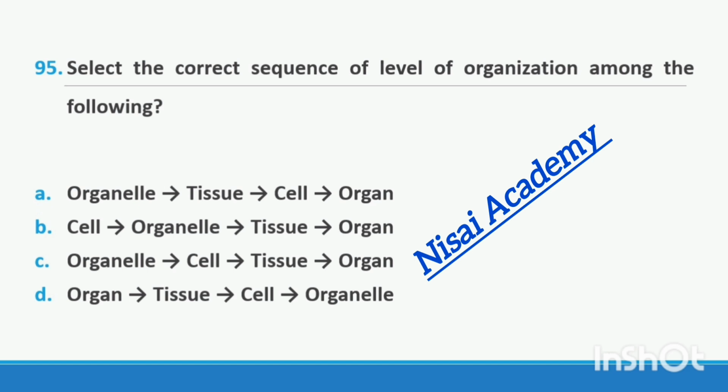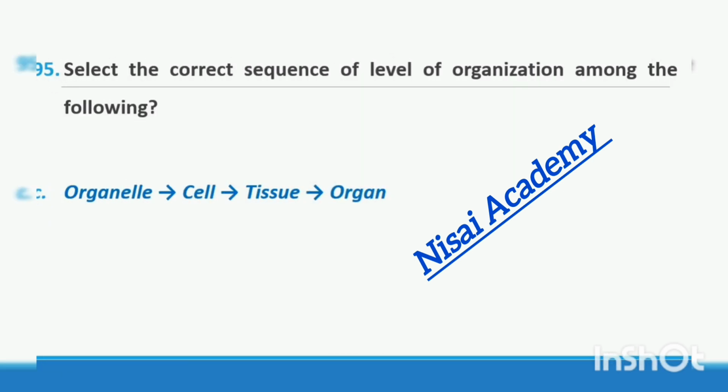Question 95. Select the correct sequence of levels of organization among the following. Option A organelle, tissue, cell, organ. Option B cell, organelle, tissue, organ. Option C organelle, cell, tissue, organ. Option D organ, tissue, cell, organelle. The correct sequence is organelle, cell, tissue, organ, because a combination of organelles forms a cell, a combination of cells forms tissue, and a combination of tissues forms an organ. Right, option C.